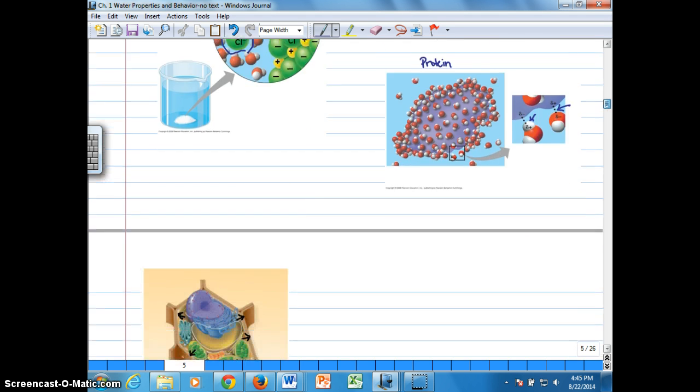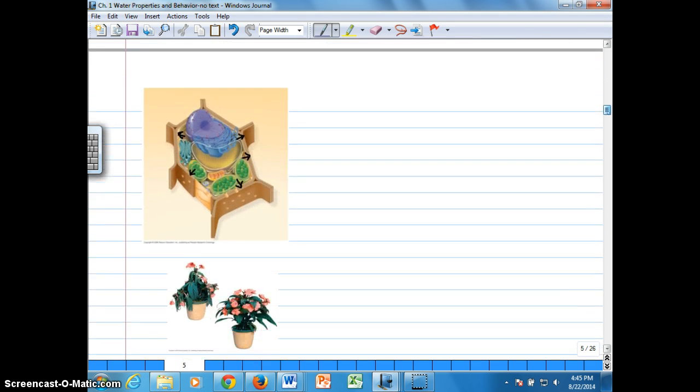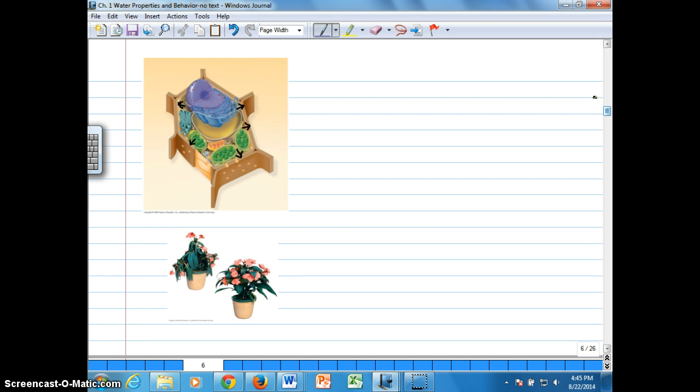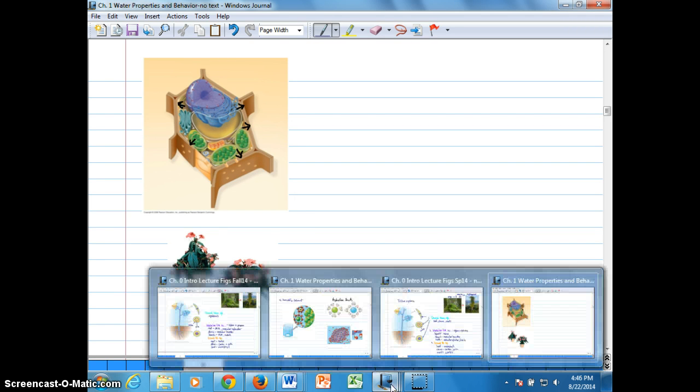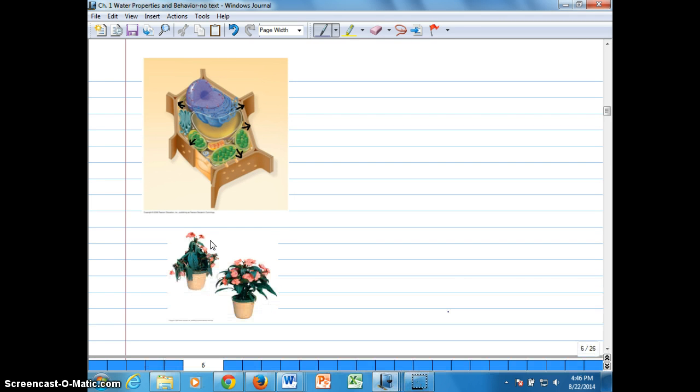So from here we're going to move on into looking at water within cells and how different amounts of water will affect cell turgidity. We're going to move into that in the next video clip. Alright, so we have a little bit more time here, so we're going to look at the next topic, which is how water affects cell turgidity.